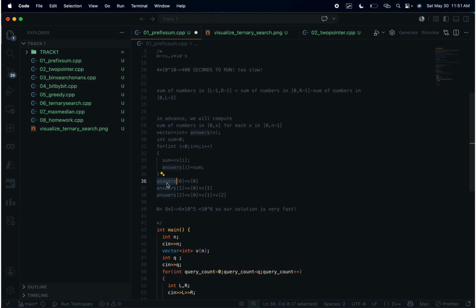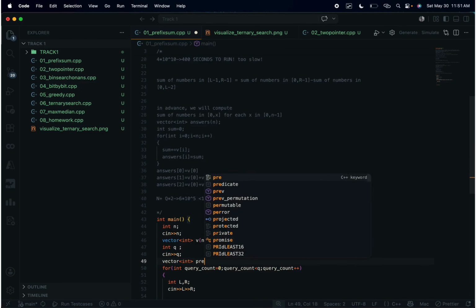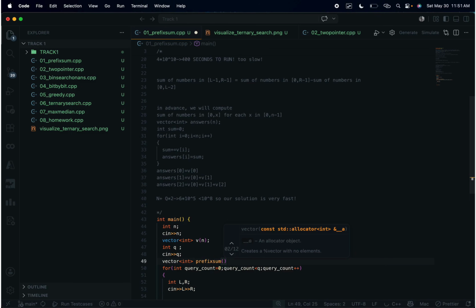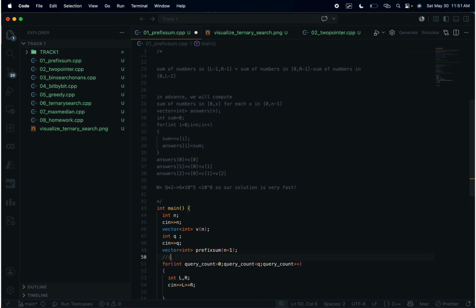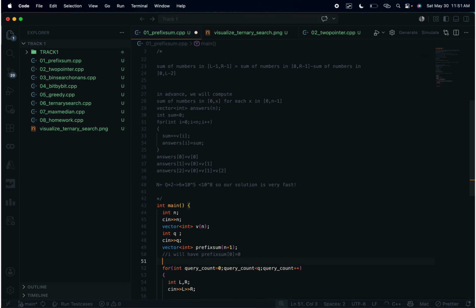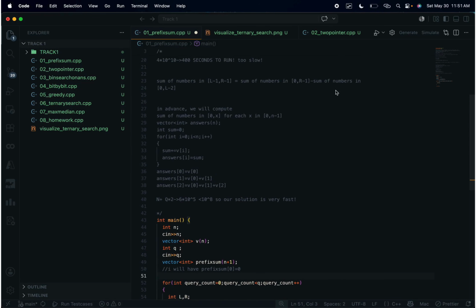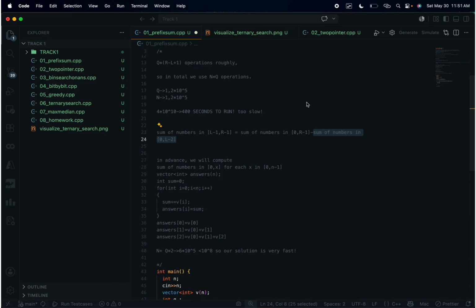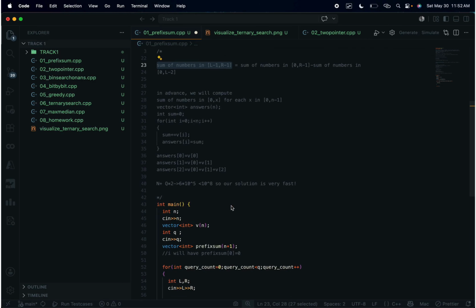Instead of calling it an answers array, I'll call it the prefix array. So vector int prefix sum. Okay, so what I'm going to do here is I will have prefix sum of 0 equal to 0. Why I'm trying to do this is because I need something to indicate that we don't have to sum any values. Say L is 1, we do not have to subtract values from this term, just so that we get the sum of values from L minus 1 to R minus 1.